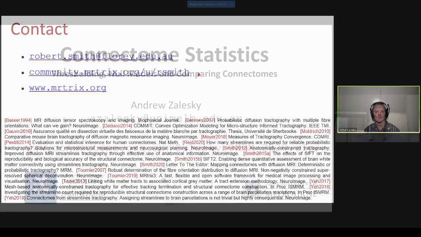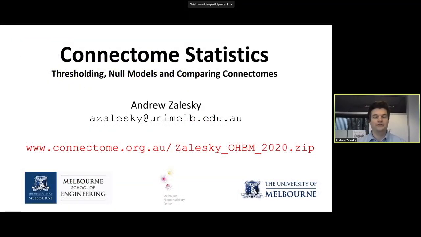Thank you. So welcome to the fifth session of the Network Neuroscience Education Workshop. My name's Andrew Zaleski, and I'll be presenting on connectome statistics. I'm going to begin with an introduction to network thresholding. I'll then move on to null models, and finally I'll wrap up with comparing connectomes. I'll particularly look at connectome inference and connectome prediction. All these slides can be downloaded from the website that I've shown here on the first slide. And if you have any questions, please don't hesitate to send through an email.